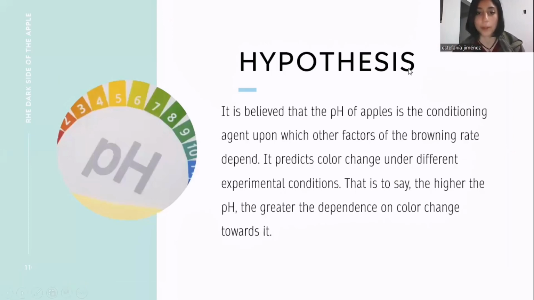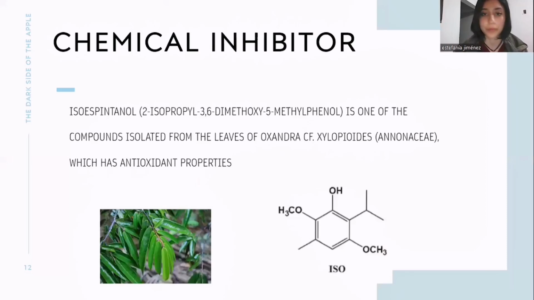Now, our hypothesis is that it is believed that the pH of the apple is the conditioning agent upon which other factors of the browning rate depend, because it predicts color change under different experimental conditions. That is to say, the higher the pH, the greater the dependence of the color change. We believe this because in our experimental research, the type of apple Golden was the one with the lower pH and showed the lower browning.